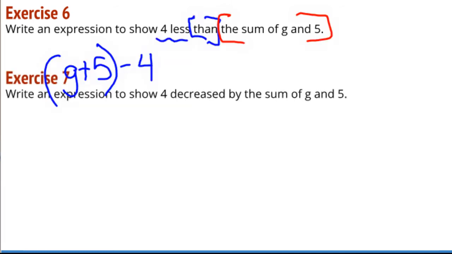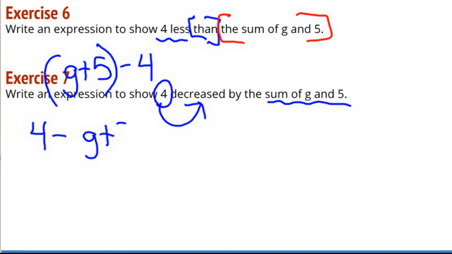So now we're going to write an expression to show 4 decreased by the sum of g and 5. So it says that I have 4 and I'm going to decrease it. I'm going to make it smaller. And I'm going to make it smaller by the sum of g and 5. So I'm going to have 4, and I'm going to make it smaller by the sum of g and 5.